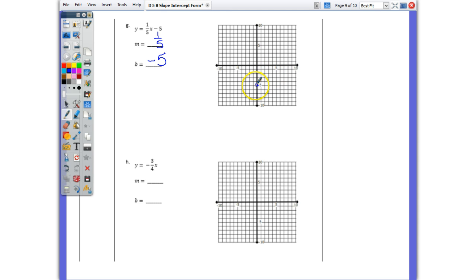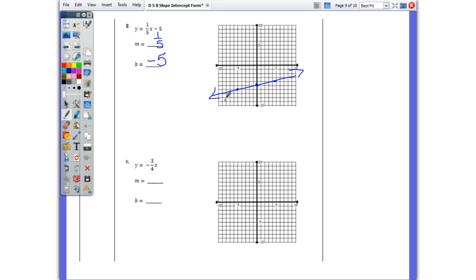So what do you want me to do? Over 5, up 1. Okay, right 5. 1, 2, 3, 4, 5. Up 1. Perfect. Do it backwards. Left 5, down 1, or down 1, left 5, however you like. And then you make your graph.